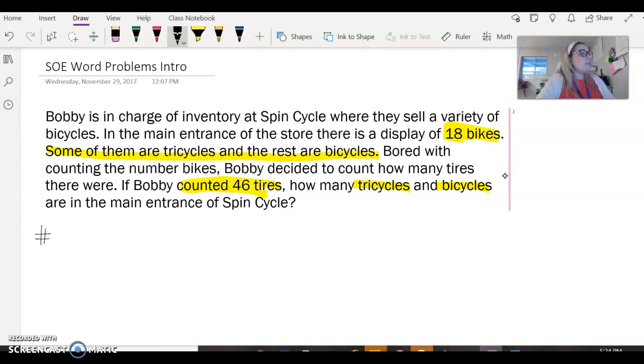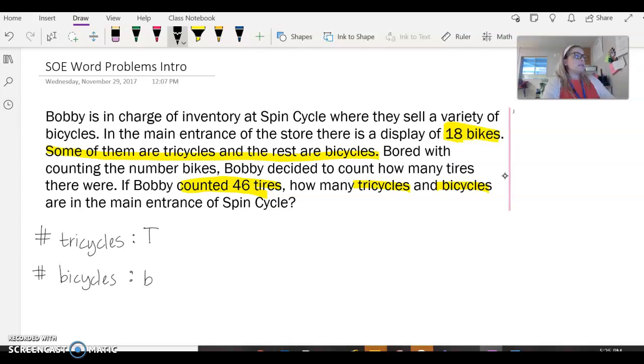So we want to know the number of tricycles, and we also want to know the number of bicycles. So we are going to use that to set up our variables. I'm going to use a capital T so that it doesn't look like a plus sign. I like to use letters that represent the situation. Now, you can use X and Y by all means. It's just that then you have to define it, like, okay, I'm using X for tricycles and Y for bicycles.